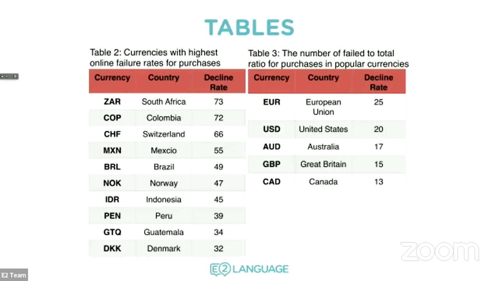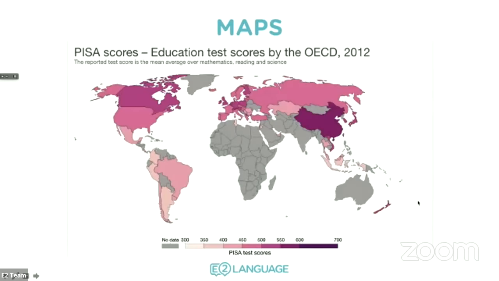Your turn in 3, 2, 1, start. Three, two, one, and stop. That's 40 seconds. What else have we got? The last one. Last one. Here we go. Maps. Fine.